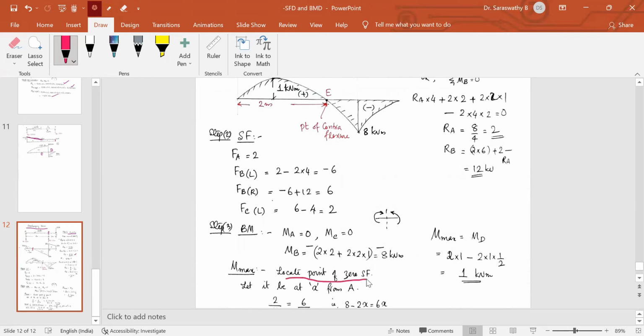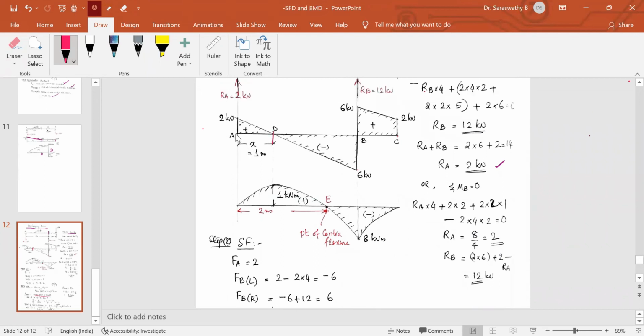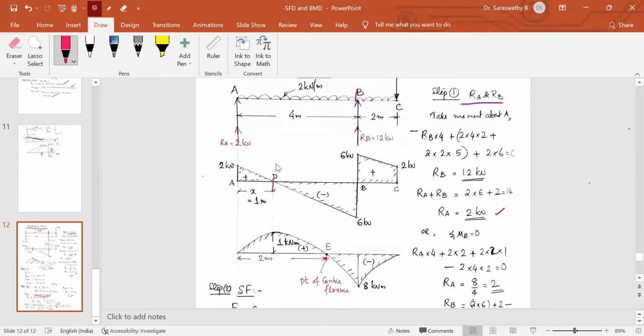Point of 0 shear force, this is two similar triangles. Let it be at a distance x from one end. That this point is x from A. So we can write 2 divided by x is equal to, this is 6, 6 divided by this distance. This distance is, the span is 4. So this distance is 4 minus x. So 2 by x is equal to 6 by 4 minus x.